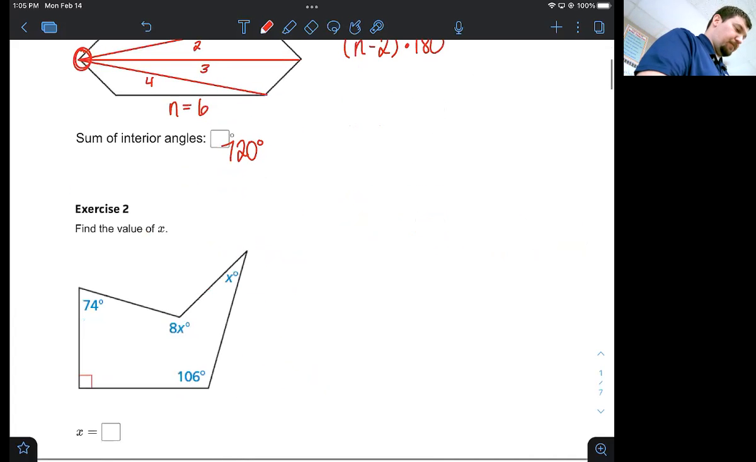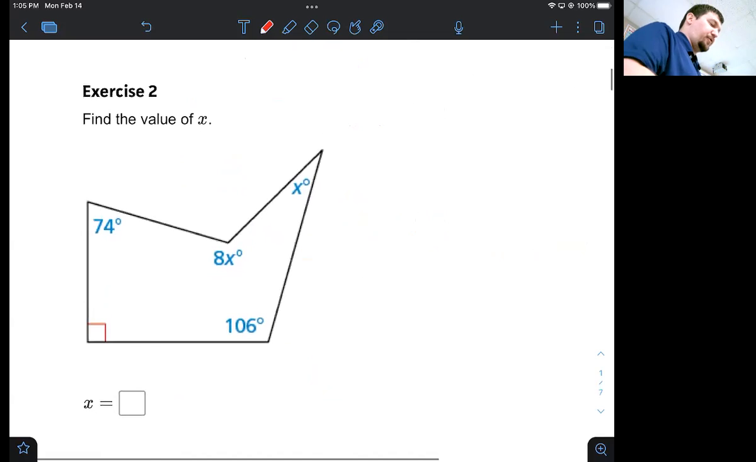Number 2. This one wants us to find the value of x. So it's going to require us to do an extra step. Find out the total number of degrees and then set up an equation. And yes, your quiz tomorrow is going to ask you to set up an equation.